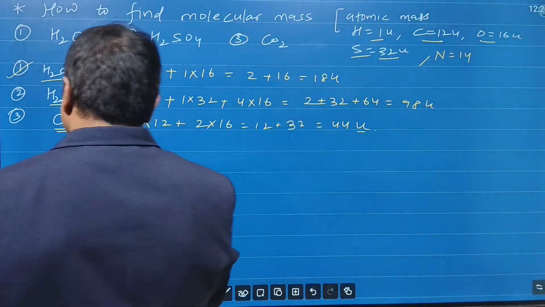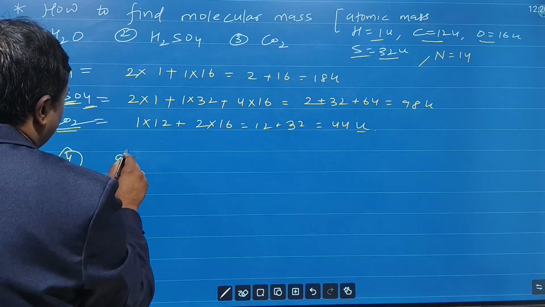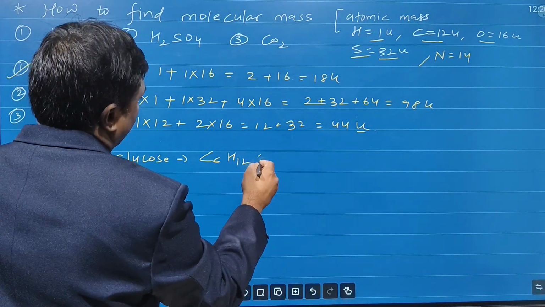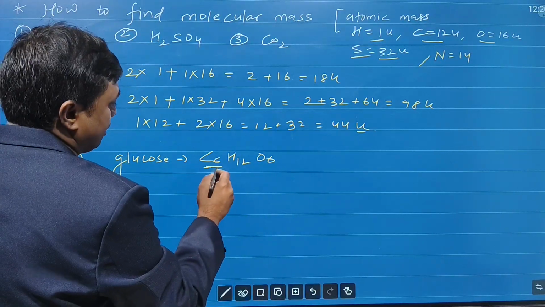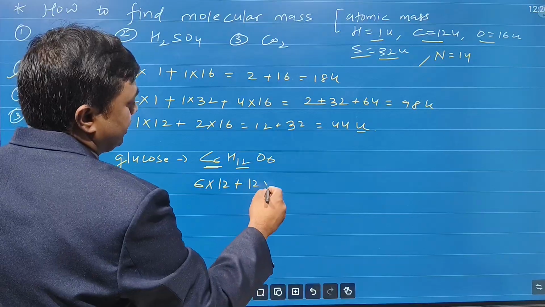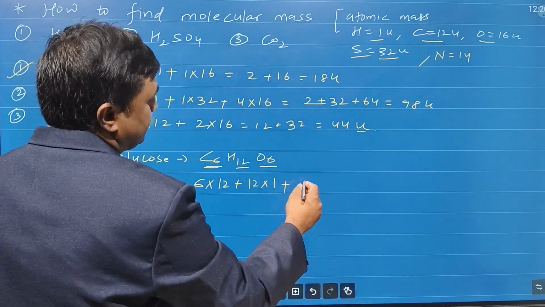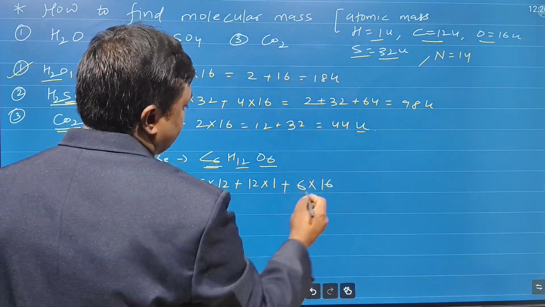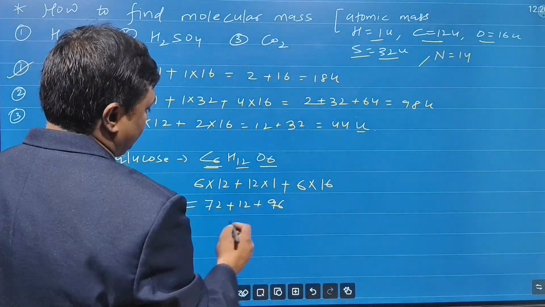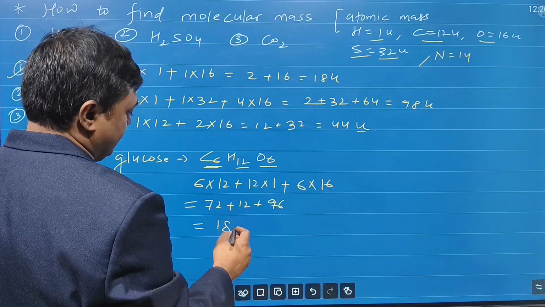Let's take one more. Take glucose. Glucose is C6H12O6. Carbon has 6 atoms, so 6 into the atomic mass of carbon, 12, plus hydrogen 12 atoms into atomic mass 1, plus oxygen 6 atoms into atomic mass 16. So 72 plus 12 plus 96. If you solve this, you will get 180.